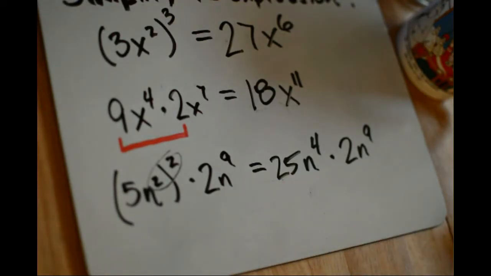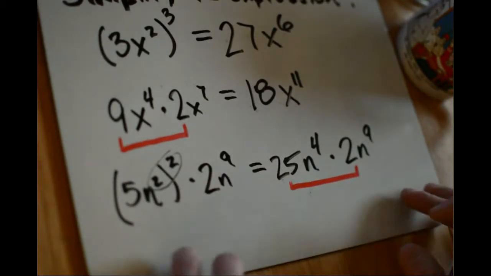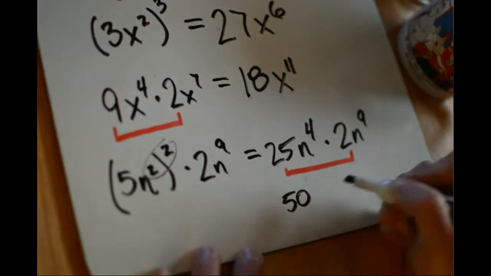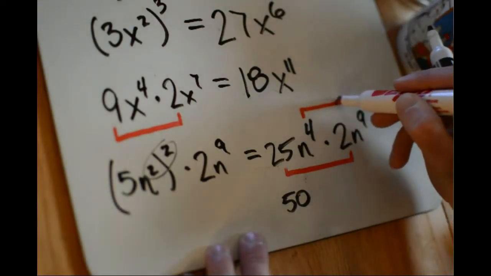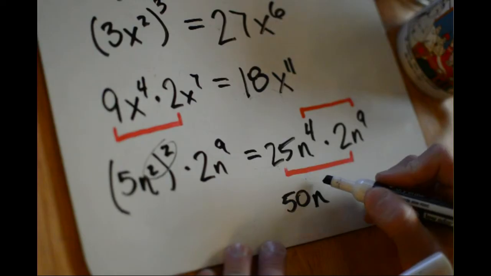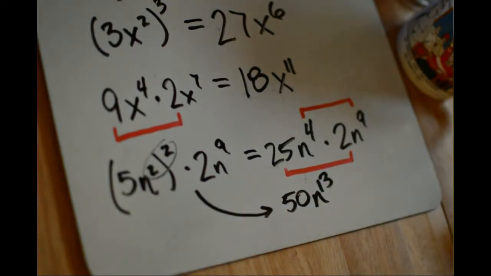So we have these two coefficients that we can multiply first because multiplication is commutative. So 25 times 2 is 50. And then these n terms, we're multiplying those together. So we're going to add the exponents, and 4 plus 9 is 13. So this simplifies to 50n to the 13th.